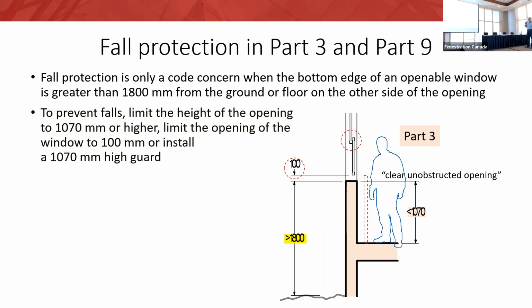But the main thing that's important is just to understand that if the window opening is more than 1800 millimeters above an exterior walking surface or a lower floor, then you need to worry about fall protection. And if your opening height is less than the specified amount, and in part 3 it's 1070 millimeters, then you need to take other measures to prevent children from falling out. Either a guard, which would prevent them from climbing, getting to the opening, or some kind of limiting device that restricts the opening to 100 millimeters. Those are your two options.